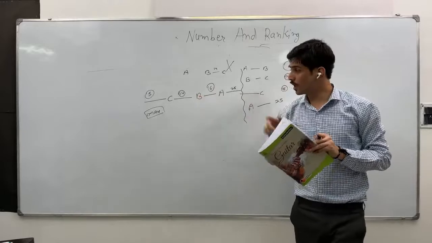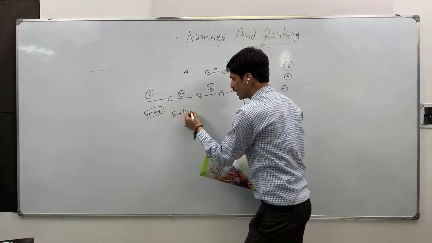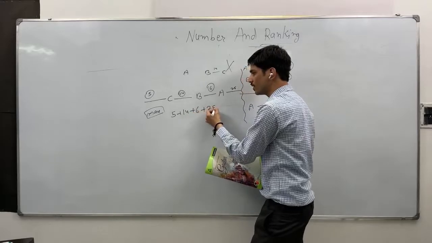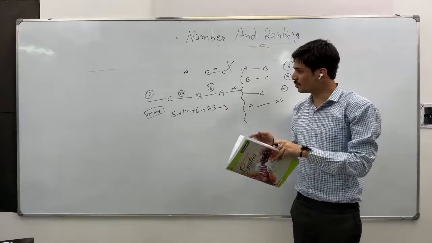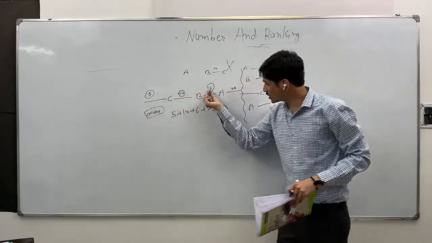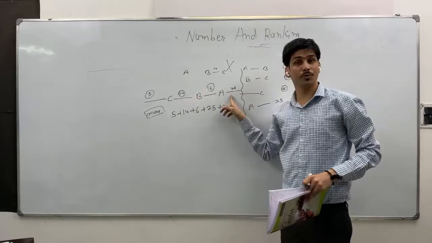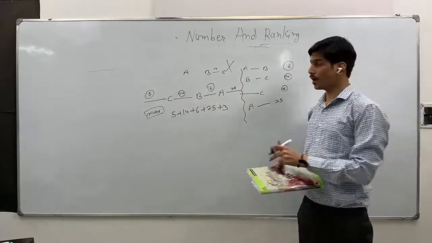So from here, tell me, how will I find the maximum? First of all, I'll add 5, 14, 6 plus 25, plus 3 also. Why am I adding 3? Because I haven't counted A, B, and C. So this will give me how much?